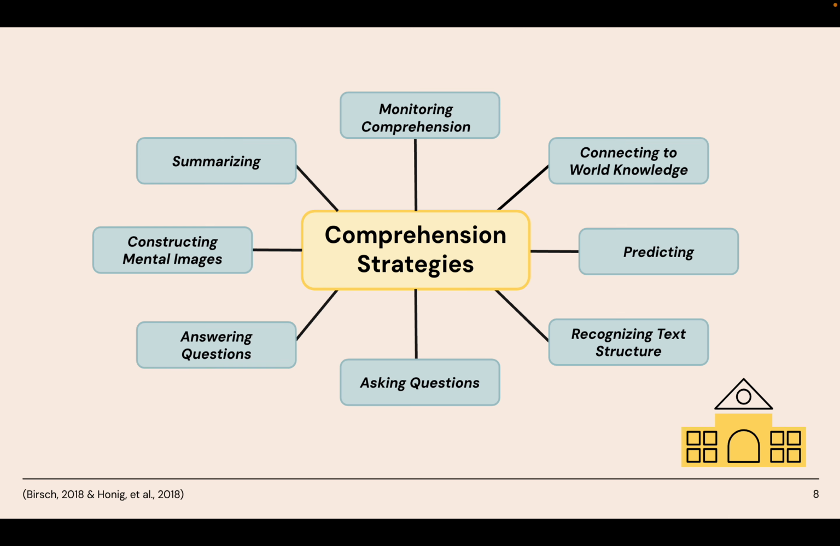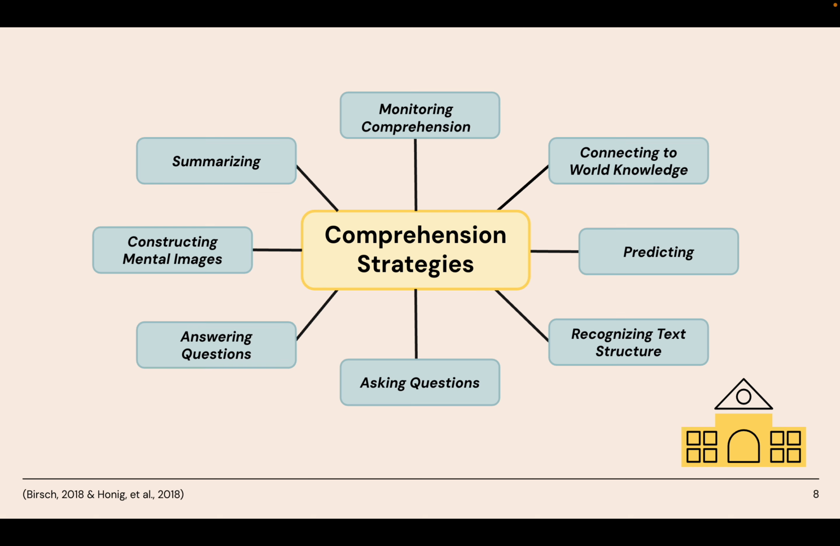Another comprehension strategy that's really important is asking questions, right? So as a reader, asking questions to activate further dialogue with the text to gain some more meaning. So do I understand what I'm reading? Do I not understand? What are some questions I can ask in order to gain understanding? Who can I ask? How can I find further information to help me really truly comprehend what I'm reading?